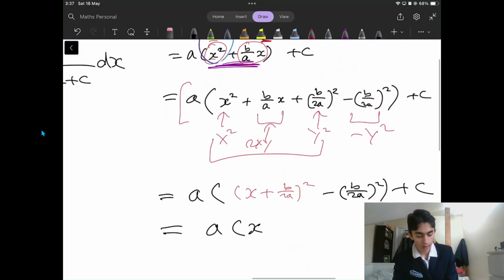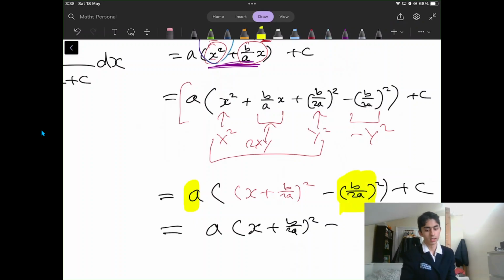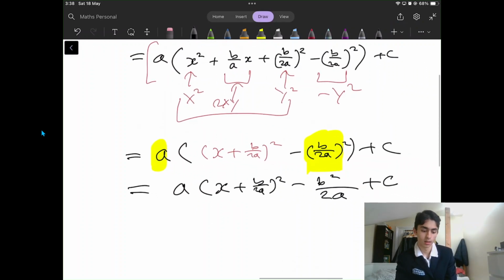Then you get a times x plus b over 2a squared minus, we're just going to multiply this a with this to remove the b over 2a squared from the bracket. And you get b squared over 2a, okay, plus c, yes.